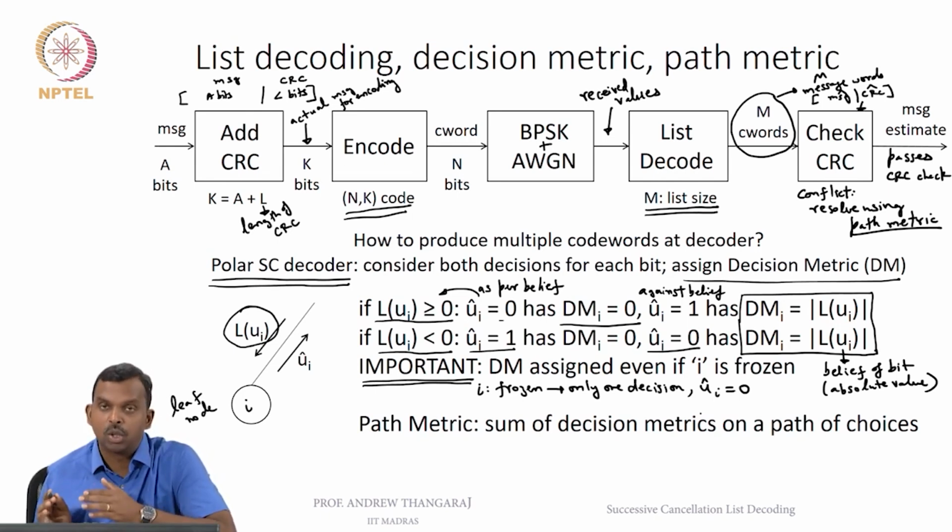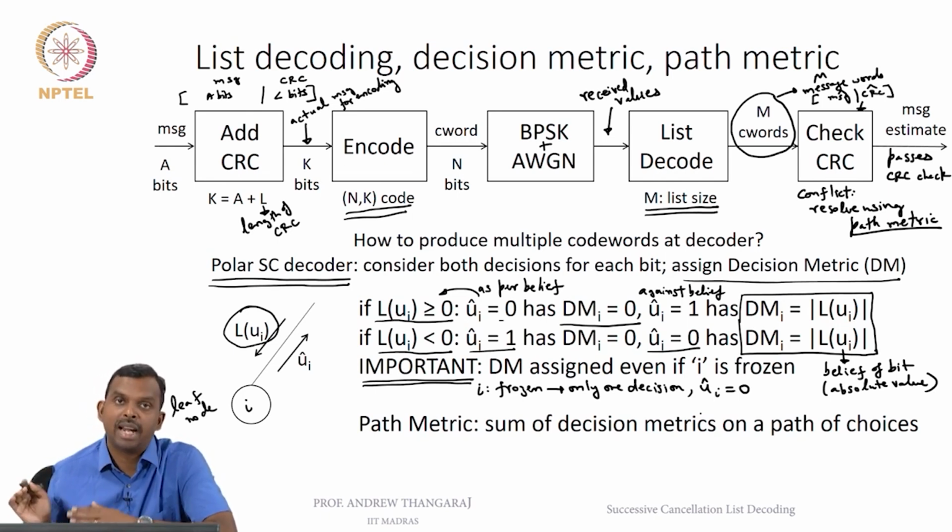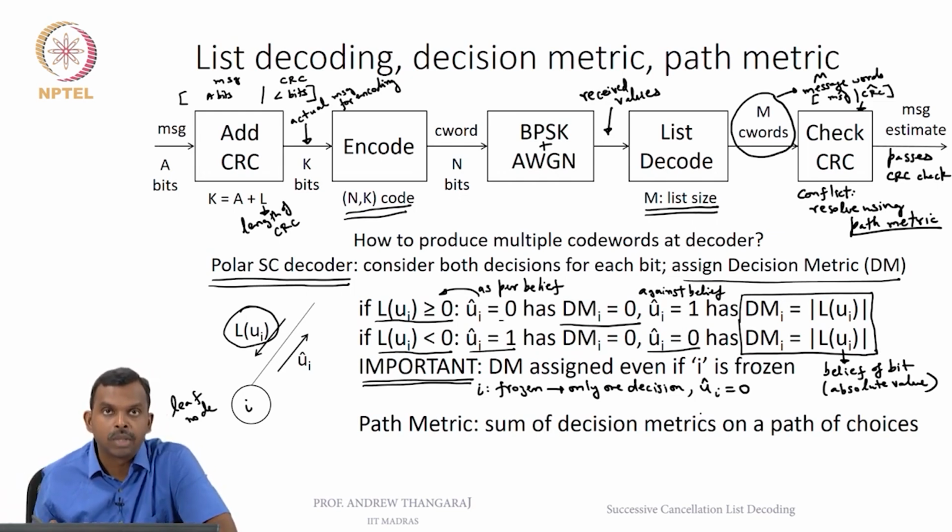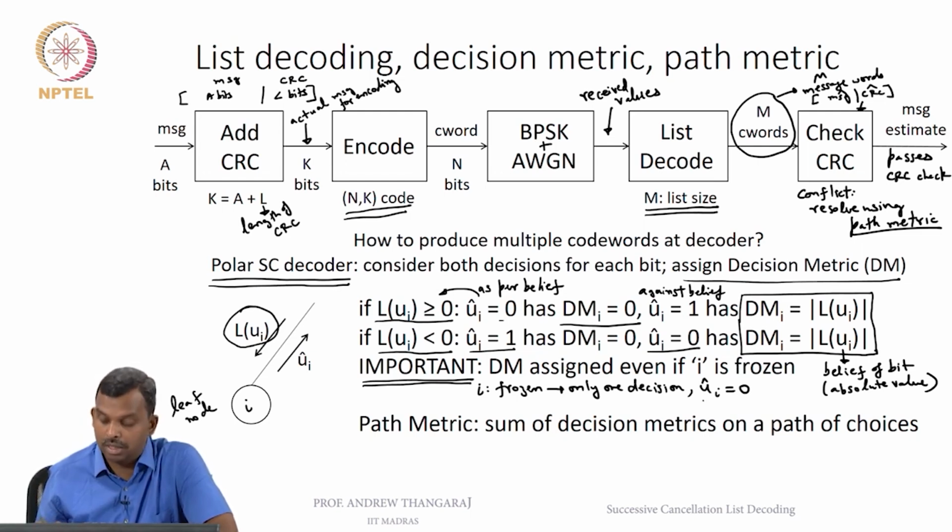So, you know which decoder is doing good, which decoder has already had a heavy penalty and so on. Okay, so this is very important to understand. So, the decision metric is assigned even if ui is frozen. Okay, the decision is not changed, it's always ui cap is 0 for the frozen bit, but you will penalize if your L of ui is negative. Okay, so you will add the absolute value of that to this decision. Okay, so that will be a metric.